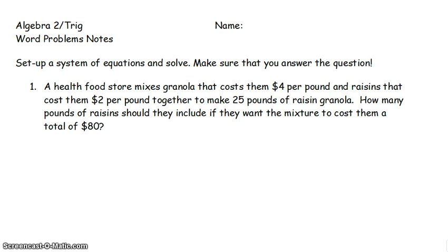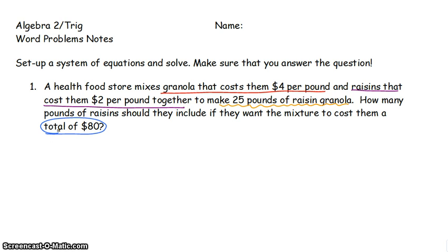certain mixture of things. So what I do when you have word problems is first figure out your important information. So I know that granola is going to cost $4 for every pound. Raisins are going to cost $2 per pound. I know that we're making 25 pounds of this mixture. And I know that I want my total to be $80. So I have to take all of that into account when I'm making this.